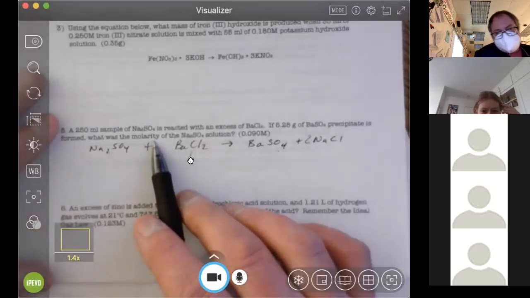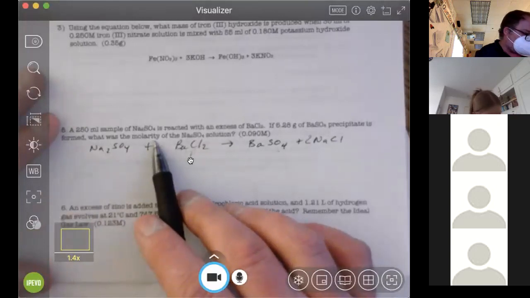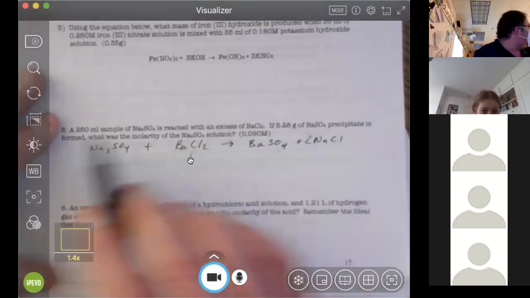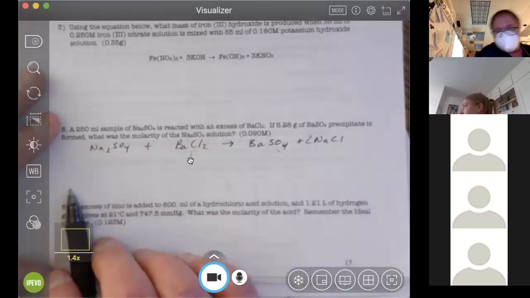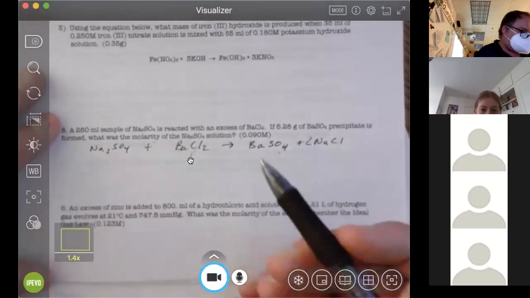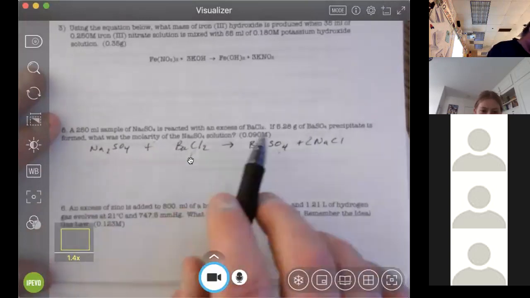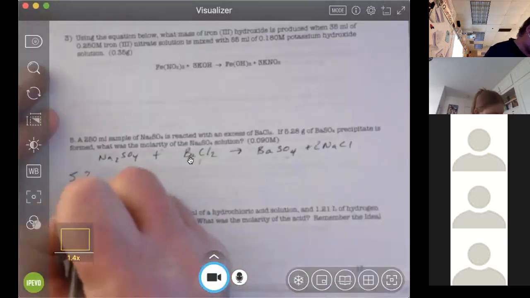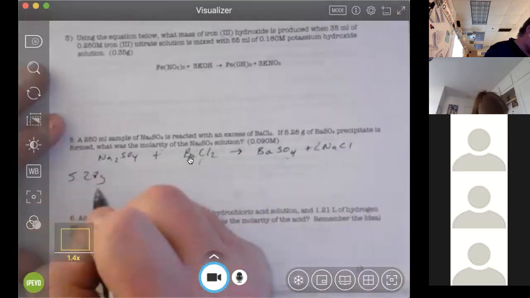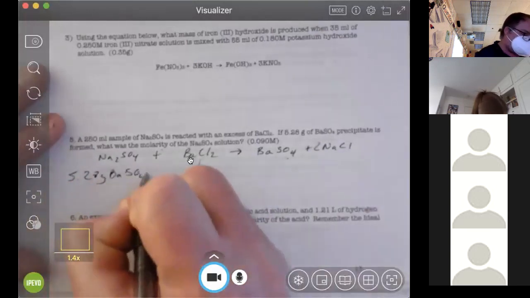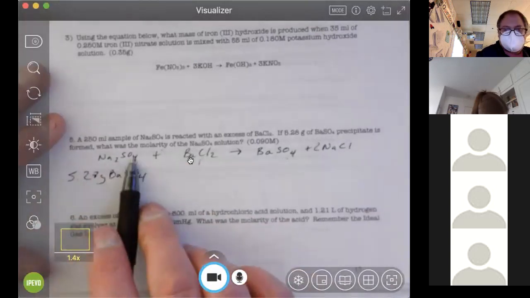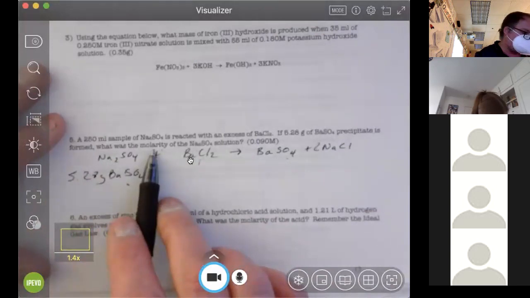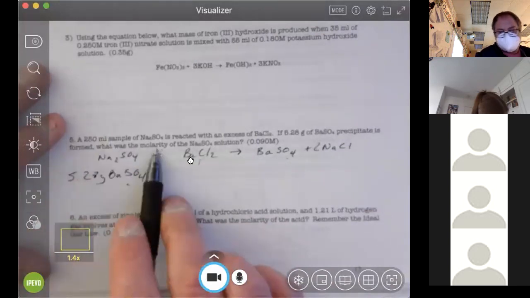There are 2 ways we could do this. We could start with the grams on top and the milliliters on the bottom, and not do anything to the milliliters until the end. I probably would not even do that. If I know the grams here, 5.28 grams of this barium sulfate, I can find the moles of the Na2SO4, and then, knowing the moles and the volume of the solution, I can find the molarity.